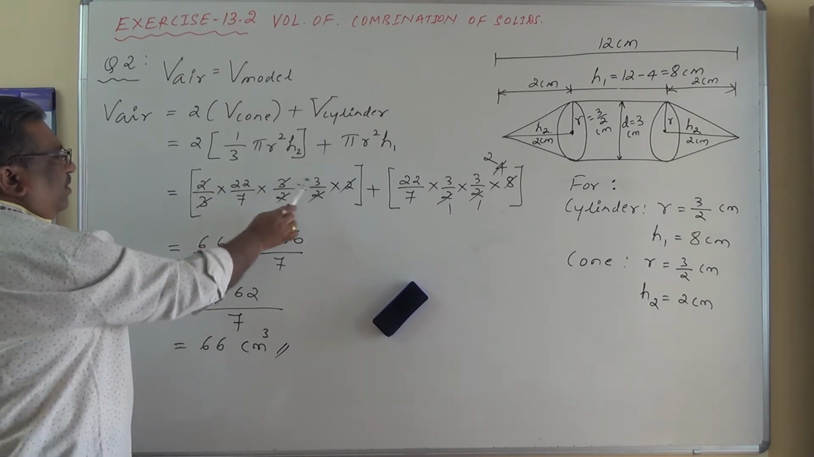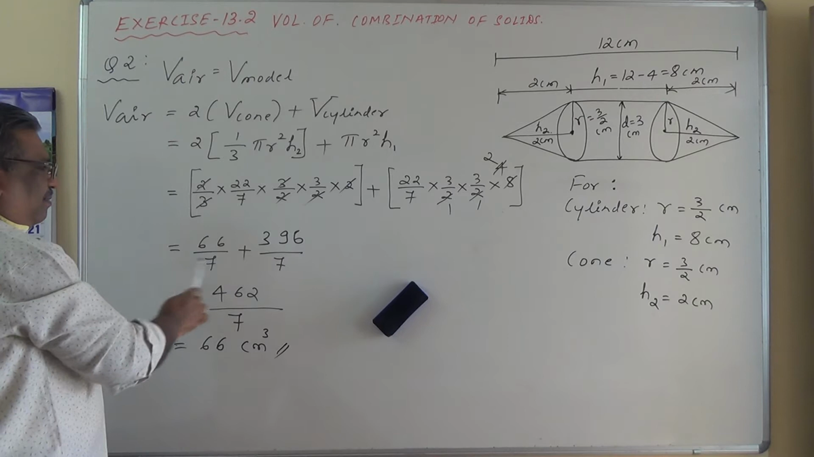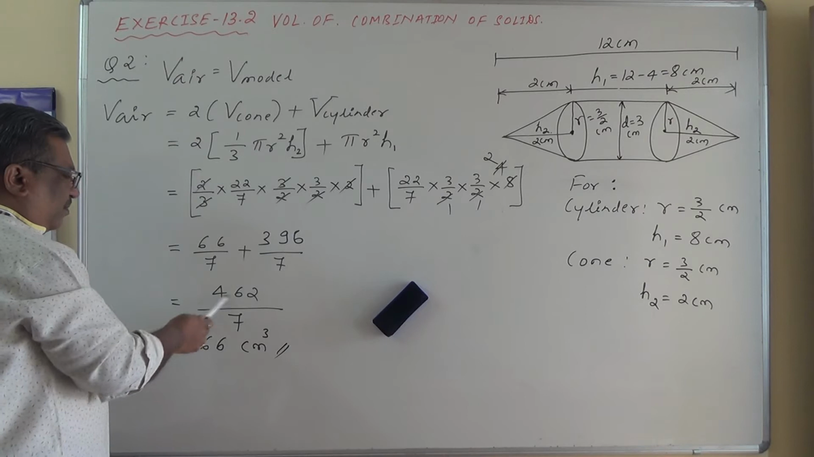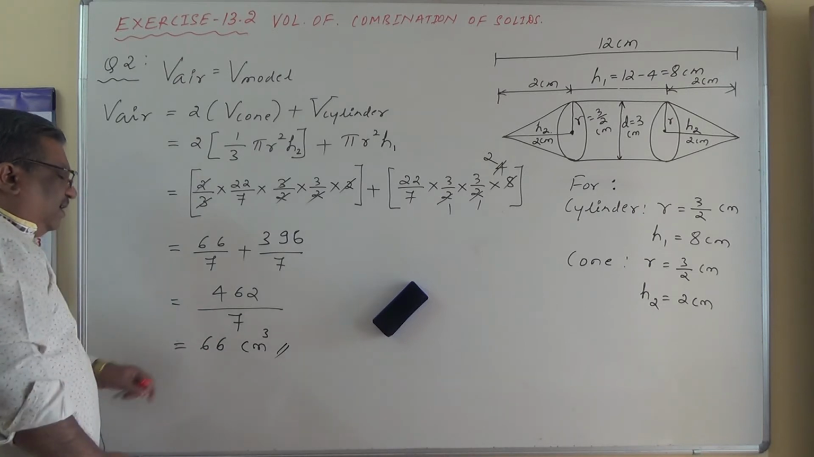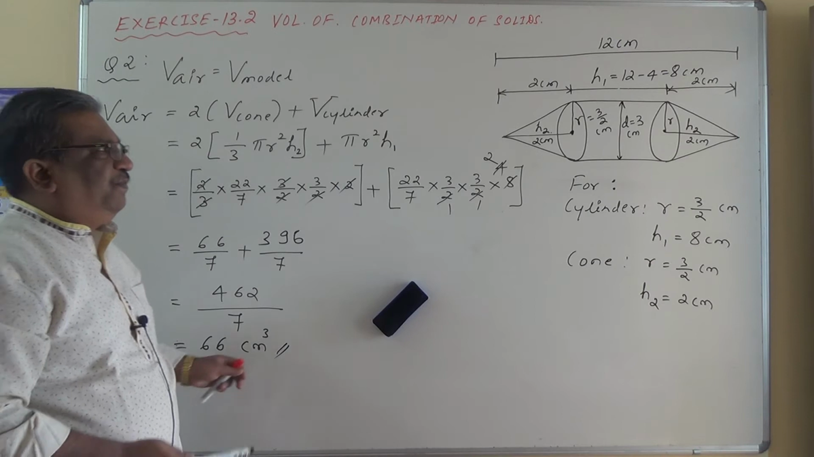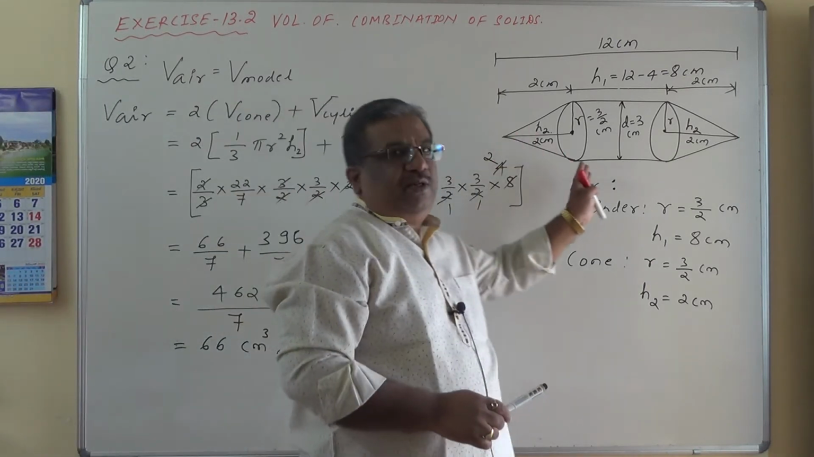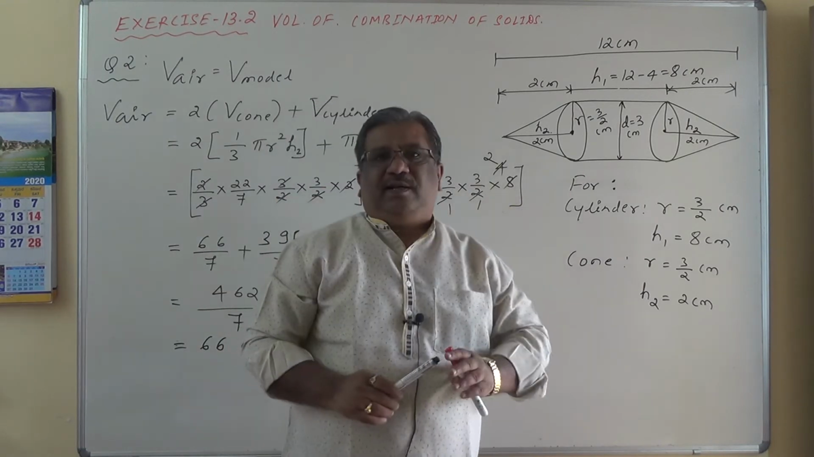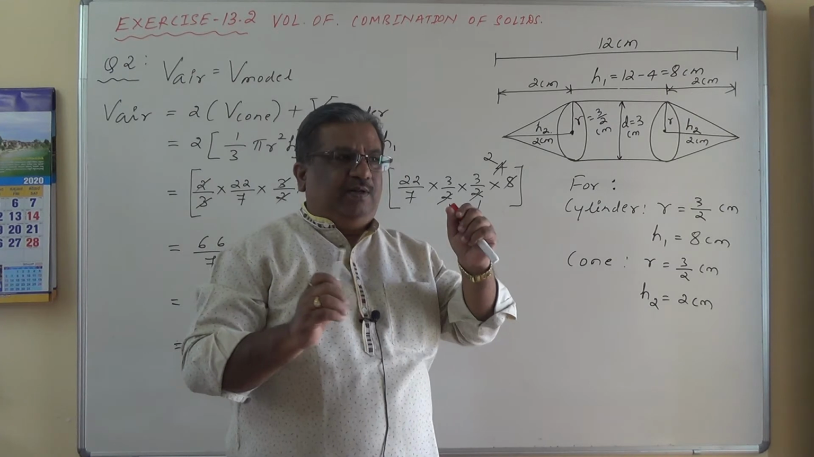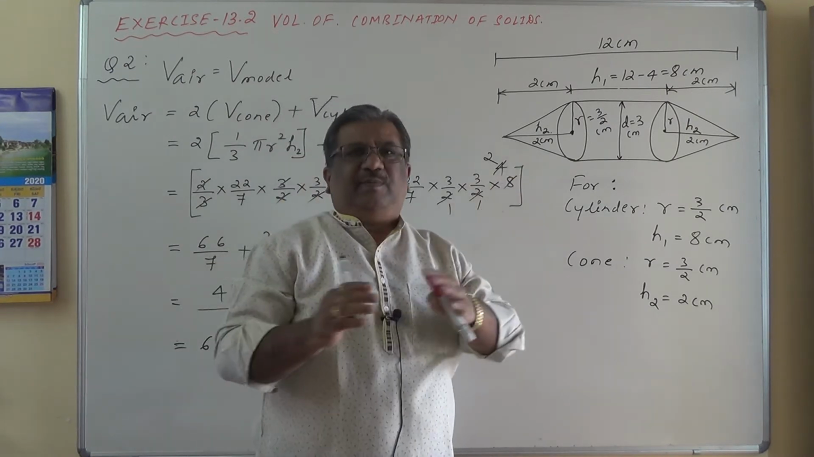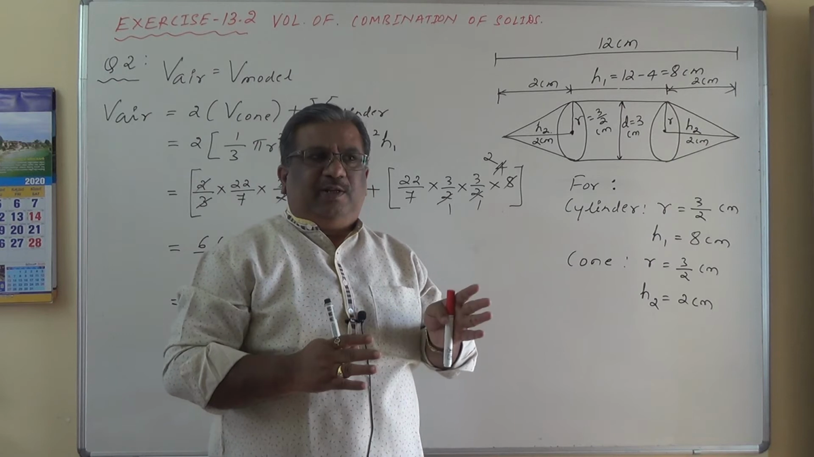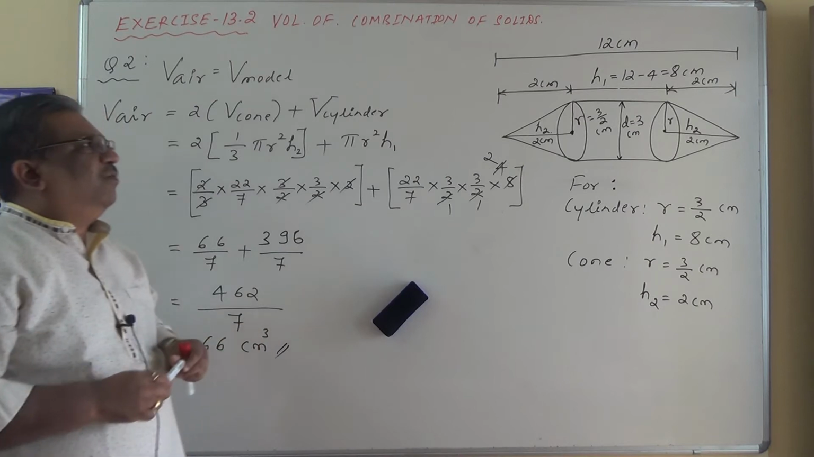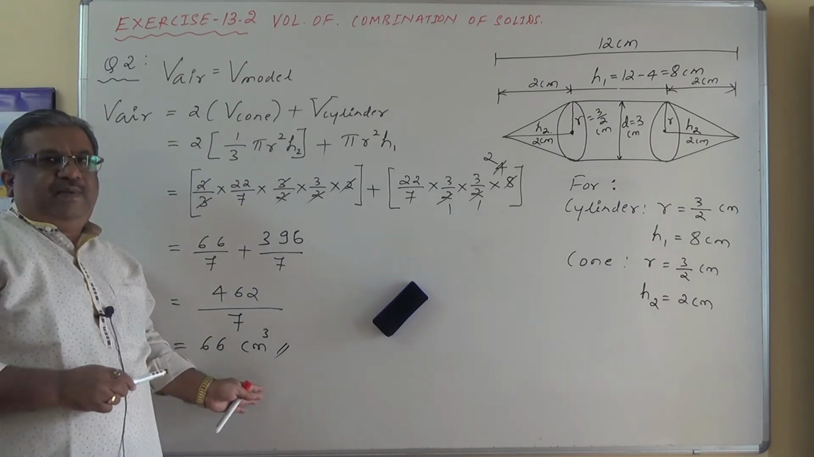So left is 22 into 7 by 2, which is 66 by 7, plus, if you multiply all this and keep it here, 396 by 7, so 462 by 7, which gives us 66 cubic centimeter. That is, the air contained in this model is 66 cubic centimeter. And remember, we are neglecting the volume of the sheet, we are neglecting the thickness here. That means the model is made up of a very thin sheet. So the volume of the air contained is equal to the volume of the model. Hope this is clear. Make a note of this.